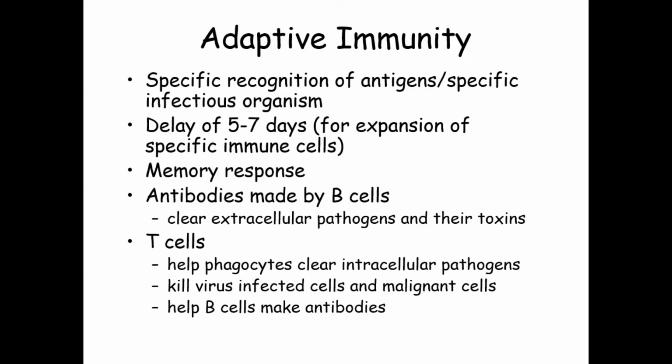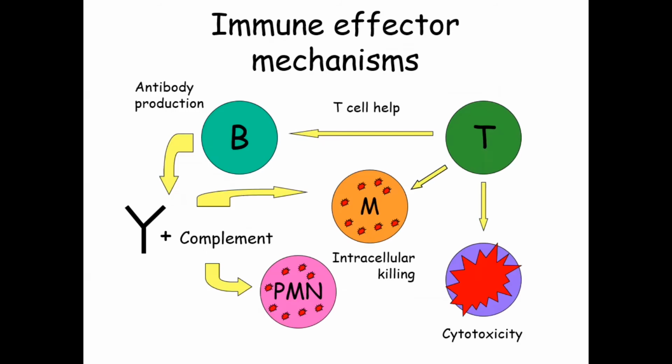And the two components of the adaptive immune system are antibodies that are made by B cells, and they're able to clear pathogens outside cells and their toxins, and then the T cells, which do almost everything else. They help the phagocytic cells kill intracellular pathogens. They kill virally infected cells as well as malignant cells, and they also help the B cells make antibodies.